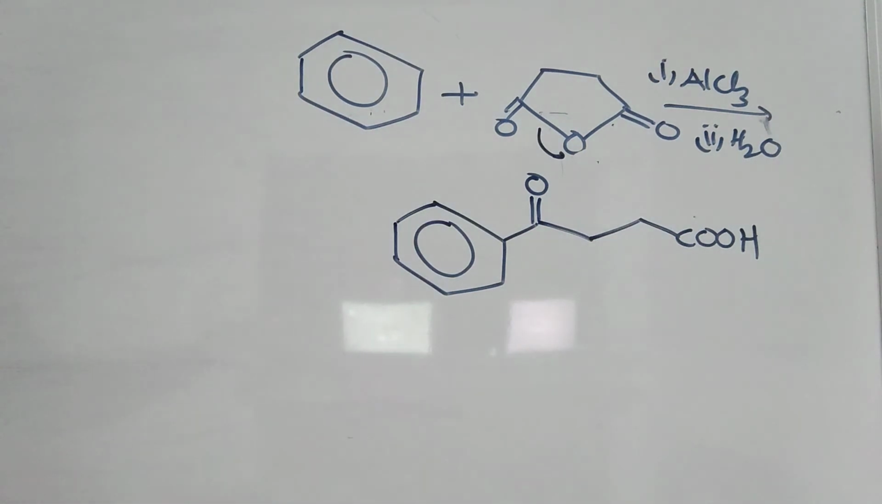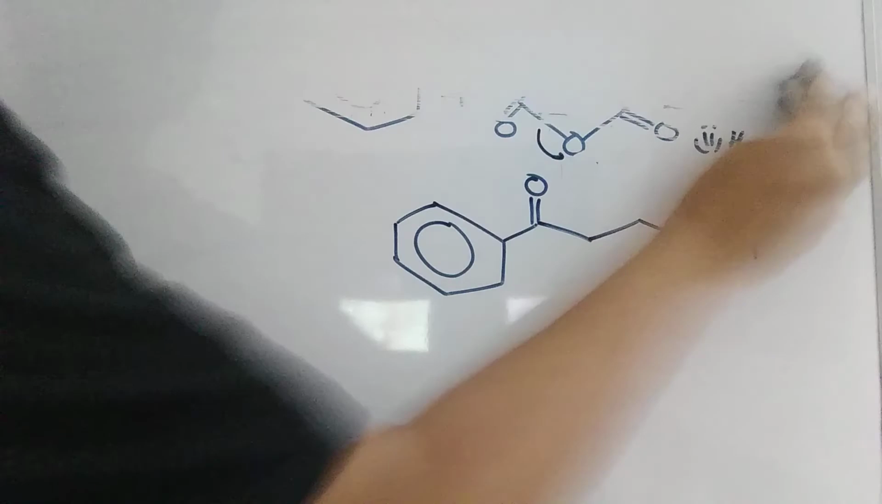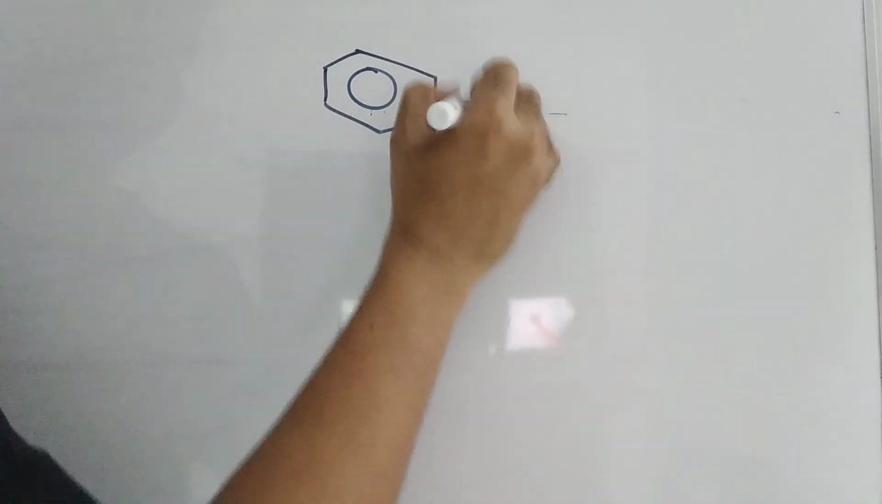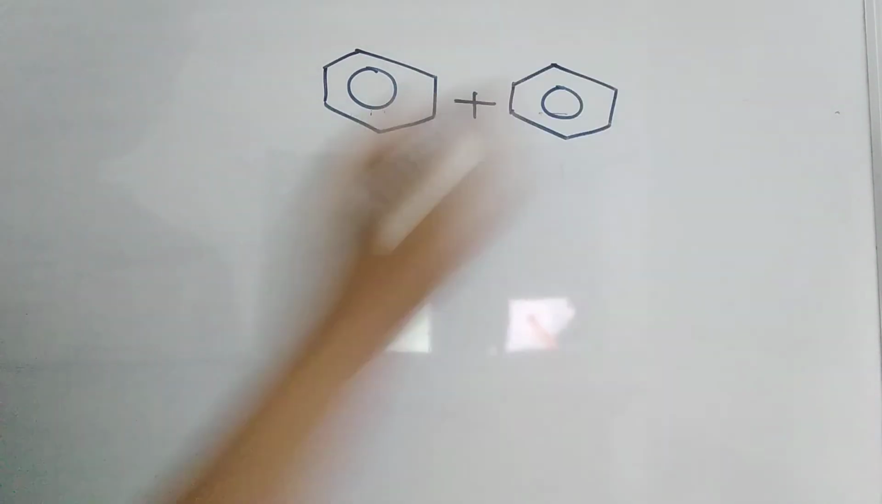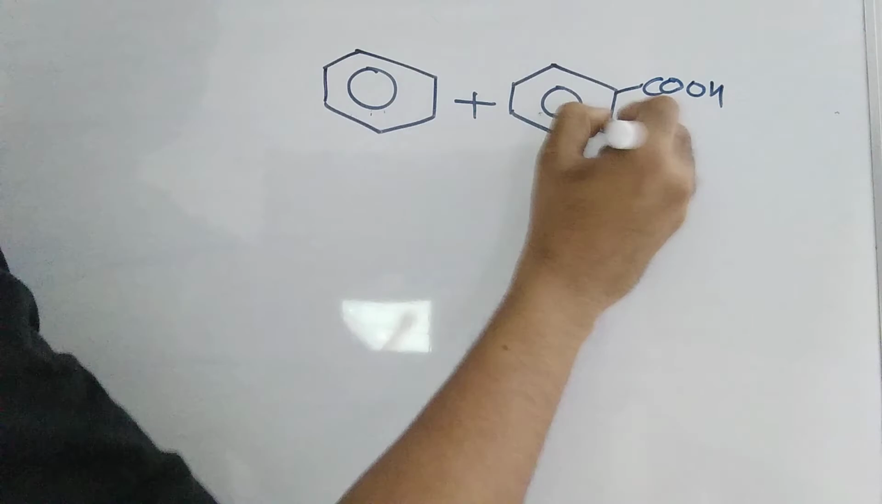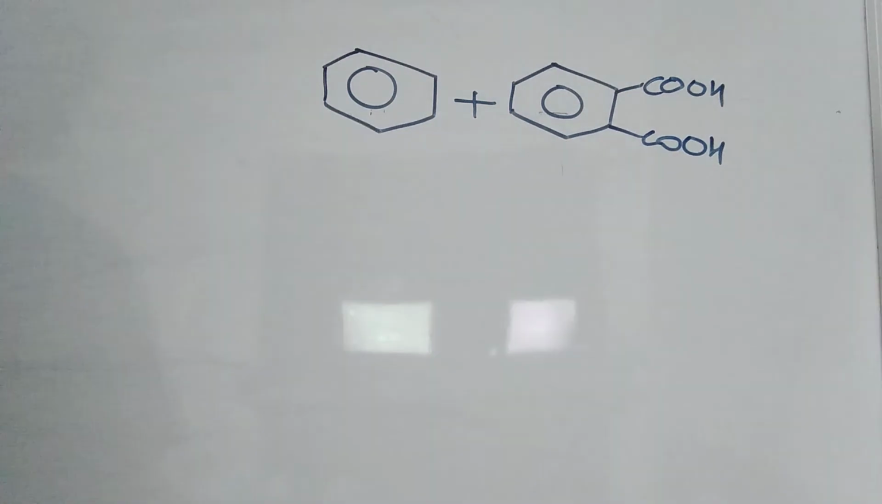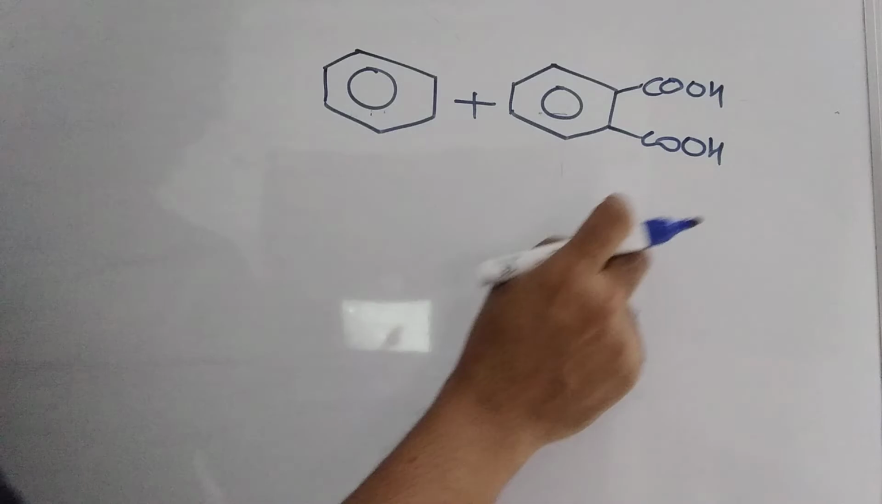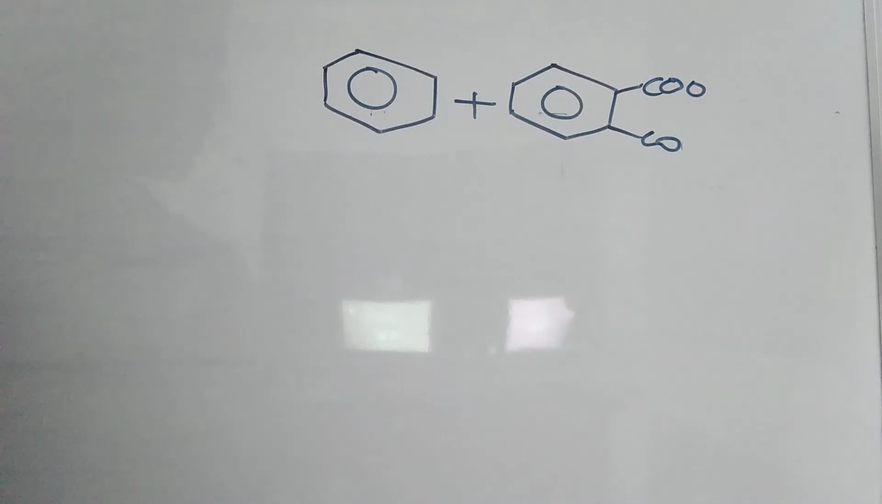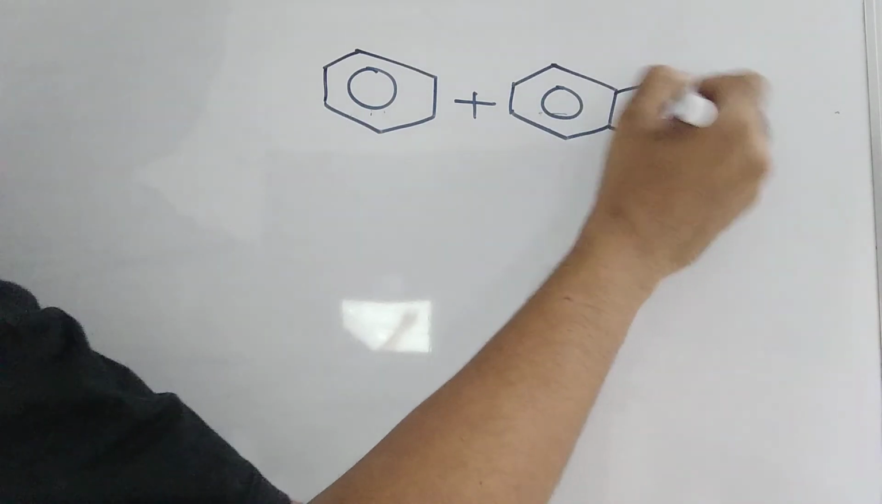Similar to this, I will ask you one more reaction. Very similar to this. You tell me now. Benzene, when treated with this. This is benzene. Here COOH, COOH. Compound name is, when two COOH groups are nearby, 1-2 positions, ortho position, that is phthalic acid. From this one water molecule I am taking out, so this will become phthalic anhydride.